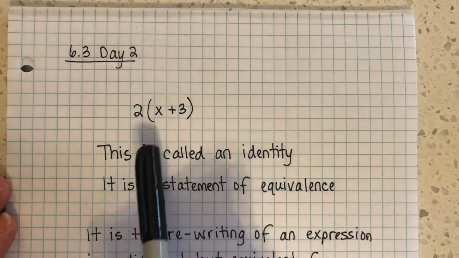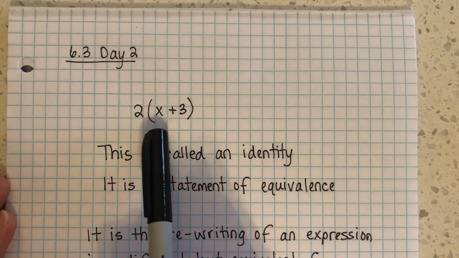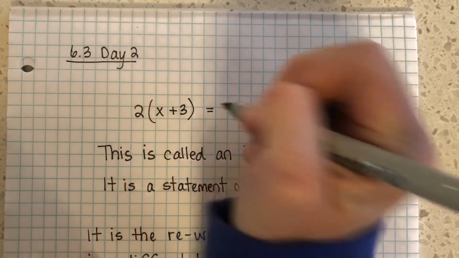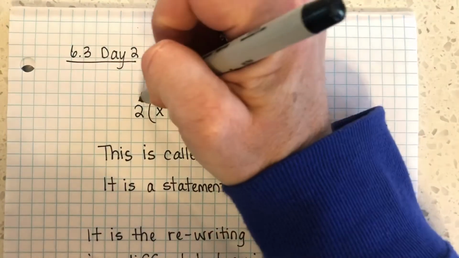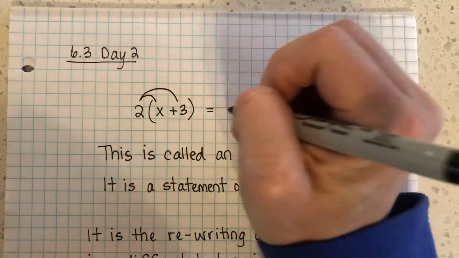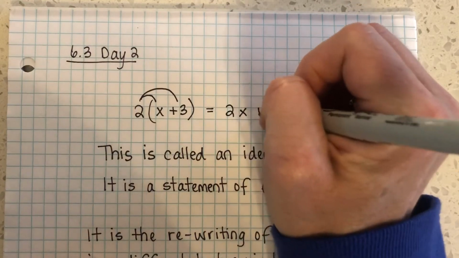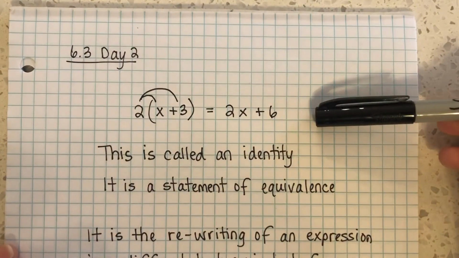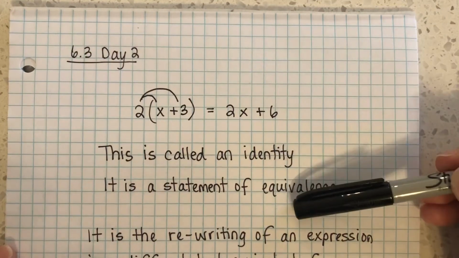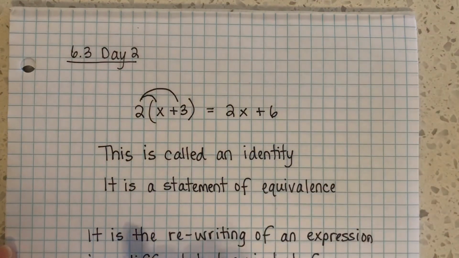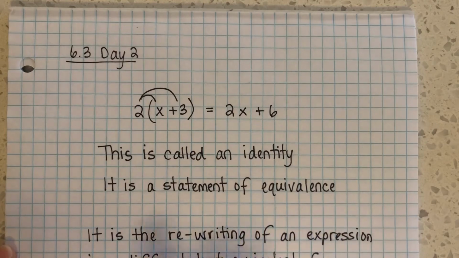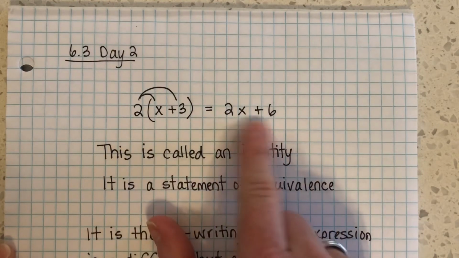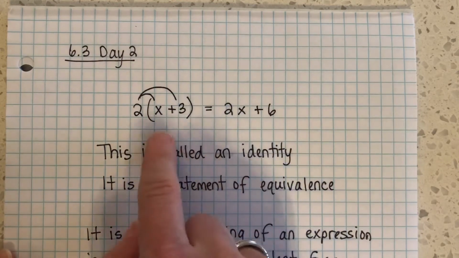So if I gave you guys this expression, 2 times the quantity x plus 3, we could simplify that expression or rewrite it in an equivalent way by distributing the 2, and then you would get 2x plus 6. So this is what an identity is. It is a statement of equivalence. It is the way that you can rewrite an expression in a different but equivalent form. So whether I write it like this or like that, it's still equal. It means the same thing.